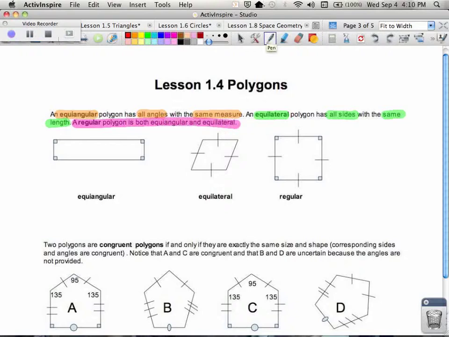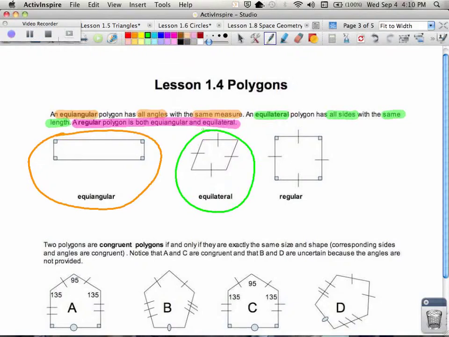So for example, down below, what you'll notice is that we have a first figure on the left that has 4 equal angles. That's why it's equiangular. Probably a rectangle, it looks like. The second figure is what they call an equilateral figure because all of the sides are the same length. You can see the markings on them. And that's probably a rhombus. And then the last figure is a regular polygon because it has all angles equal and all sides equal, which means it's probably a square.